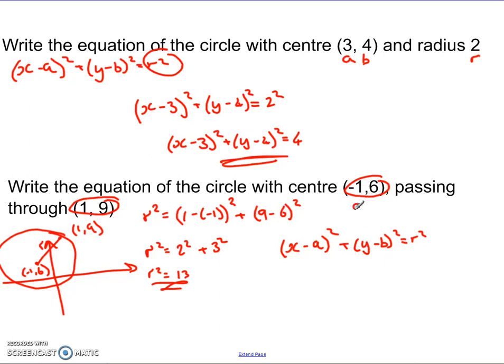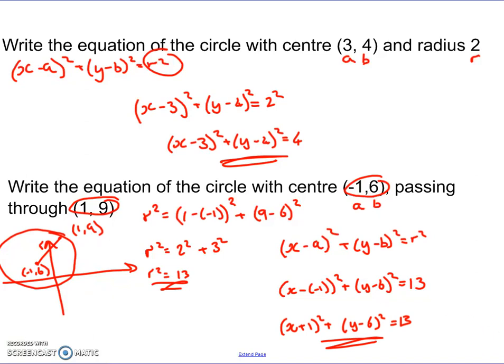The a and b come from the centre, so again the a and b come from here. a is negative 1 and b is 6, and my r squared I've just calculated is 13. So I've got (x take away negative 1) squared plus (y take away 6) squared equals 13. Fix this bit here with the symbols, so the minus minus becomes a plus. So I get (x plus 1) squared plus (y minus 6) squared equals 13. That there's the equation of this circle with a centre of negative 1, 6 that passes through that point.